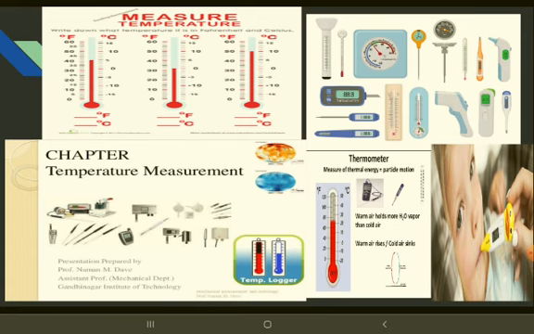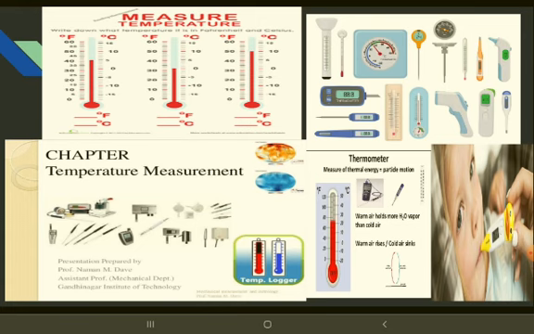The commonly used units for temperature are degrees Celsius and degrees Fahrenheit. These are the standard units of temperature. Celsius, how much? If you boil water, how much Celsius? 100 Celsius. That is also a temperature.